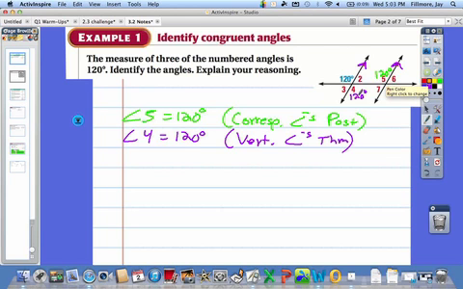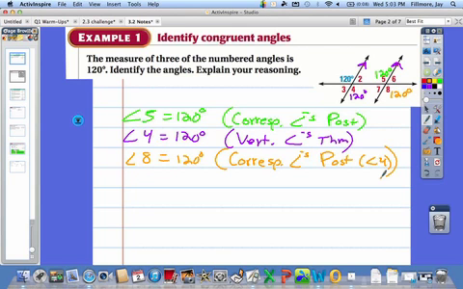And then lastly, if this is 120, we know angle 8 is 120 because these are corresponding angles, and also because these are vertical, so either way you look at it. I'm going to say that angle 8 is 120 because it's corresponding angles postulate with angle 4. Or it's corresponding to angle 4. Either way would be fine. So again, anytime two lines that are parallel are cut by a transversal, corresponding angles are congruent.